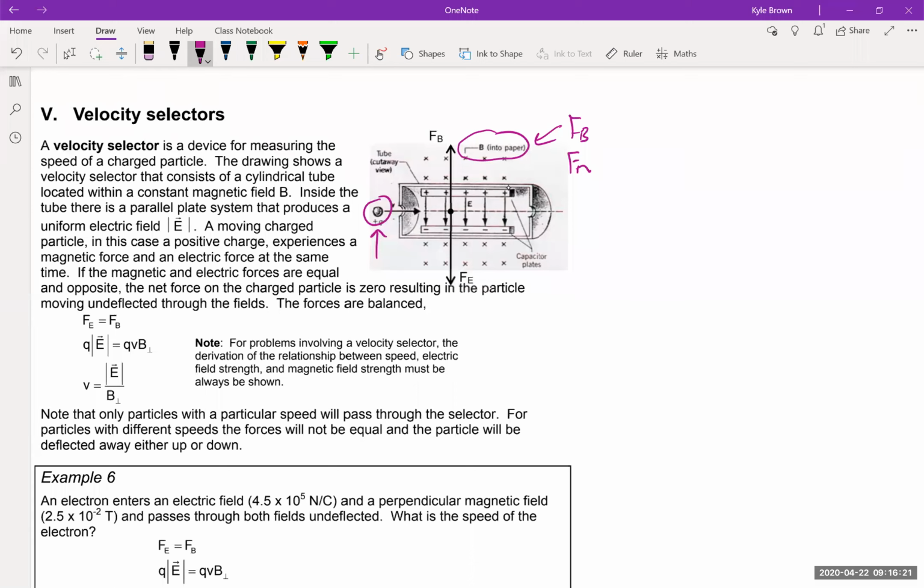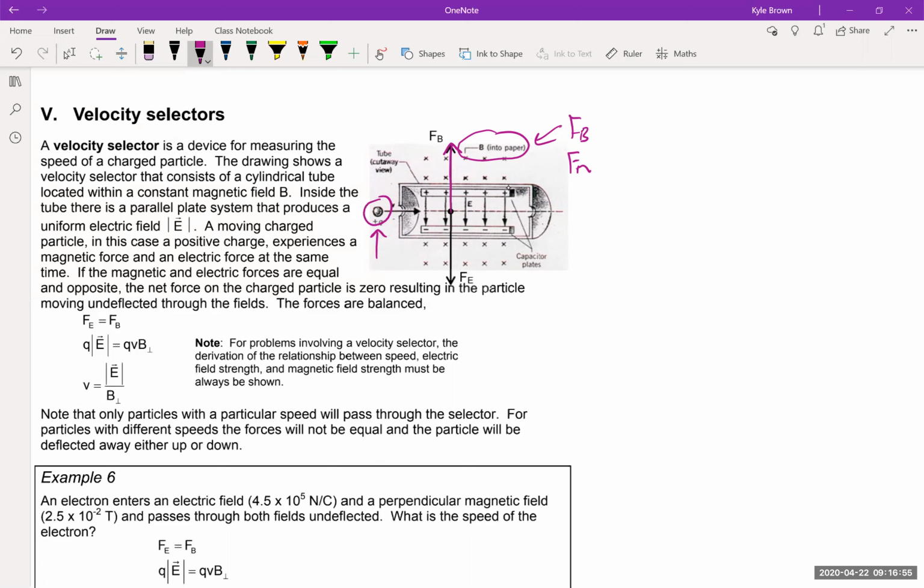Just ignore these plates that are going on there right now. I'm using my right hand, and the particle is moving to the right, so my thumb is to the right. My fingers are into the page. You're probably a little twisted up right now, that kind of happens. You should see that your palm would be pointing upward. So we have a magnetic force pointing upward. We have that one figured out in our minds now.